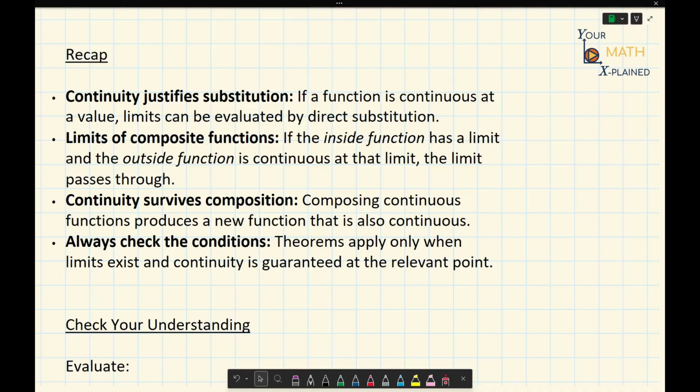And finally, before you start applying these theorems everywhere, make sure you always check the conditions first. These theorems only apply when the limits exist and continuity is guaranteed at the relevant point.